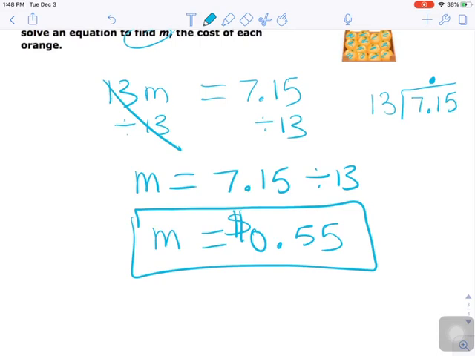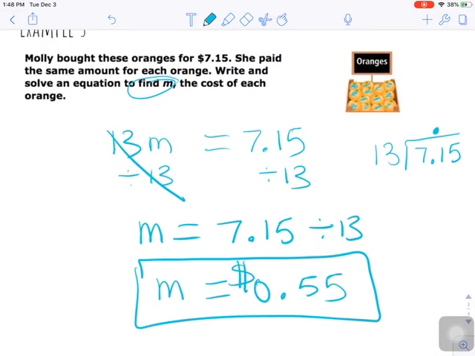So this process is exactly the same as solving equations with multiplication, division, addition, or subtraction. It's just now we're throwing in some decimals and fractions to make this process even more interesting for you guys.